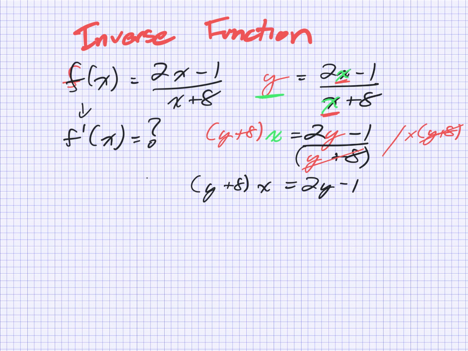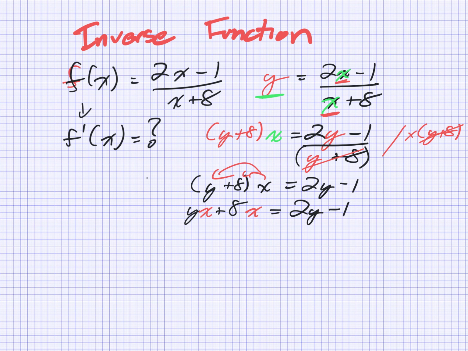I got a bit confused last time, but a way we can do this is we can now just use distributive property, and we'll use our x here and distribute it to both of the values. We'll end up with y times x plus 8x is equal to 2y.